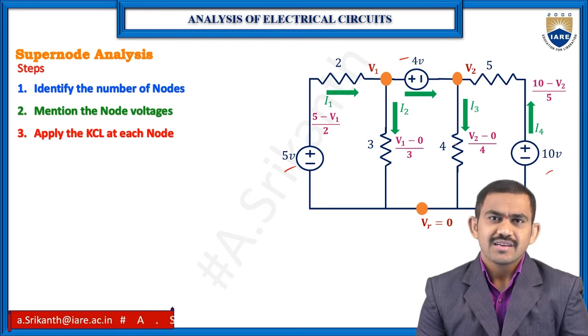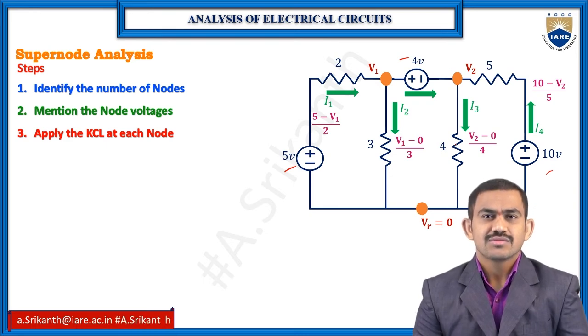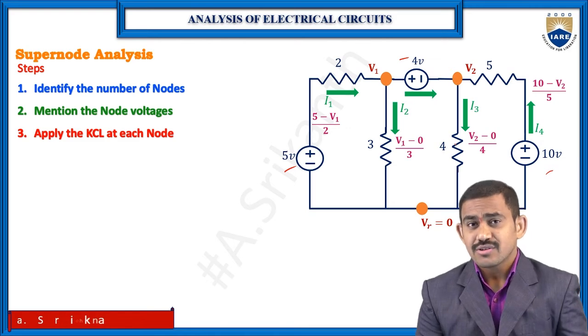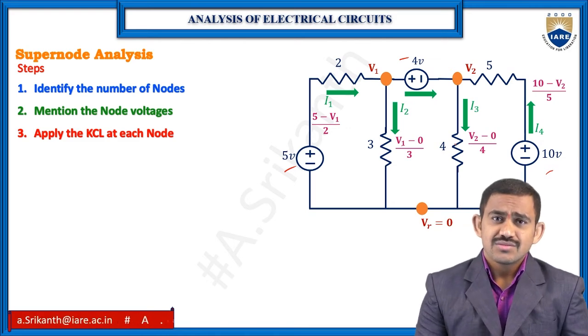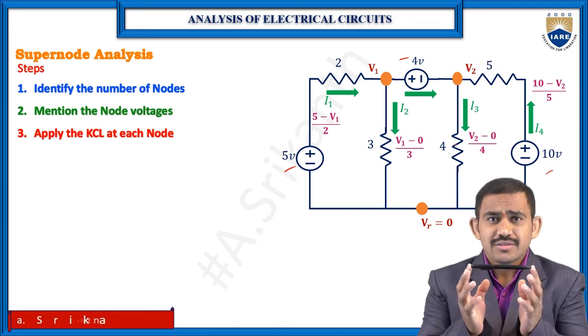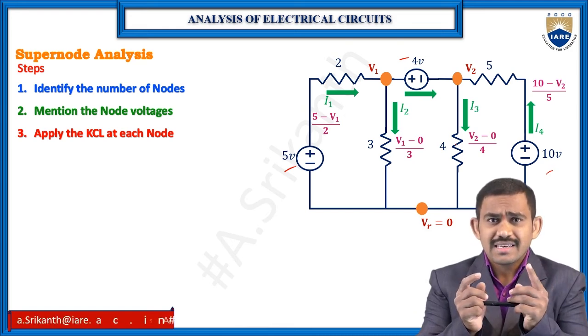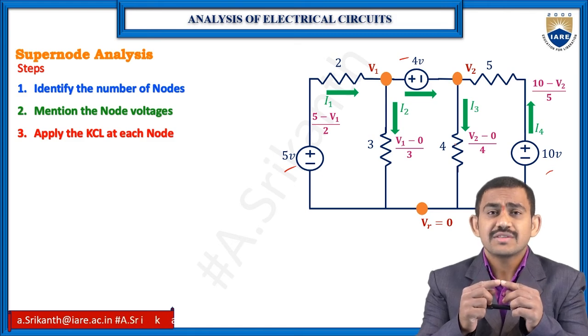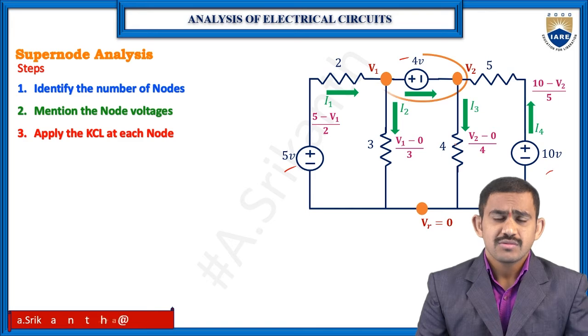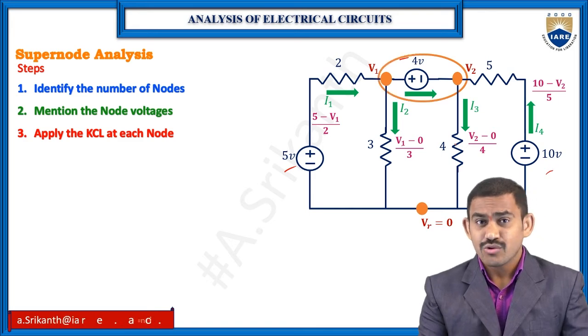Then write the super node. So what is the super node? I need to remove the ideal voltage source, draw one node, and combine both nodes. Where you have the ideal voltage source, remove it and combine the two nodes. That is your super node. So here I have the super node, and now I don't have an ideal voltage source.